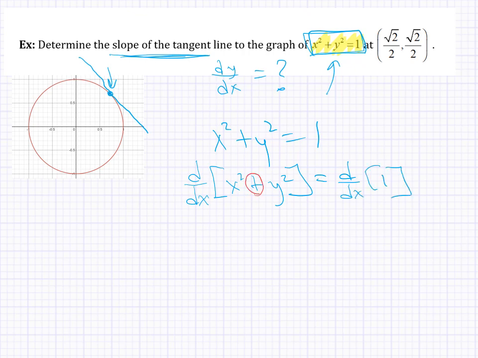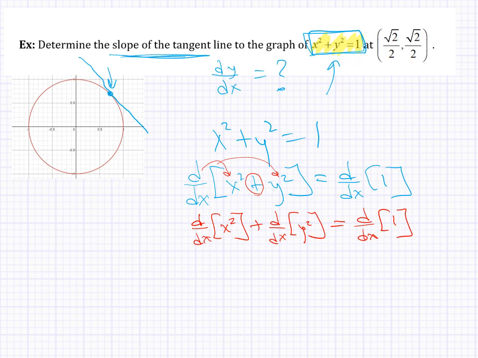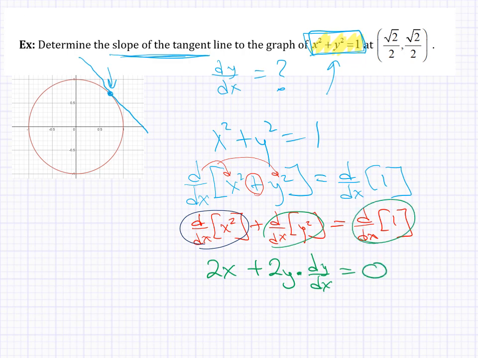Since we have a sum here, we're going to be able to take the derivative of this separate from the derivative of this. So we have the derivative with respect to x of x squared plus the derivative with respect to x of y squared equals the derivative with respect to x of 1. Now we can take the derivative of each one. This one here would be explicit differentiation. I would just get 2x. Plus this one would be my implicit differentiation. We've done it a couple times now. 2y times dy dx. And this last one is just the derivative of a constant, which would be 0.